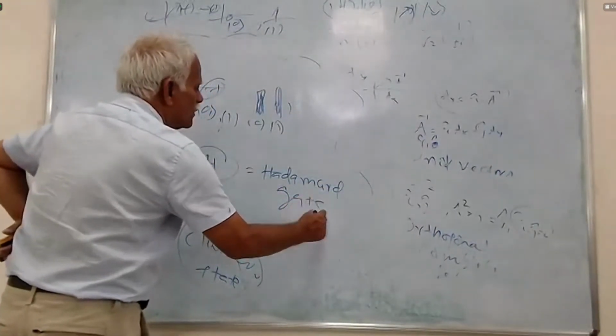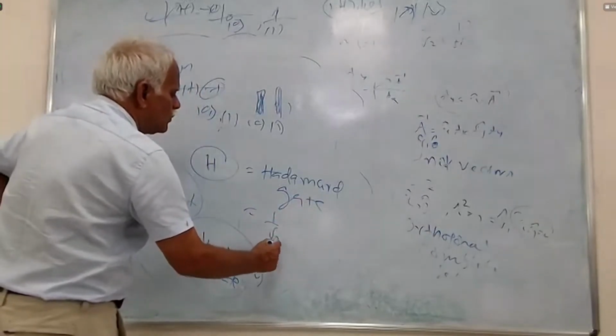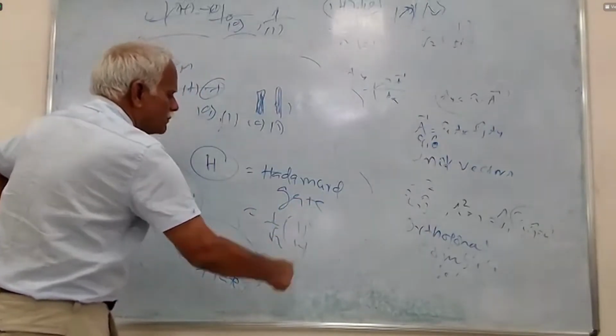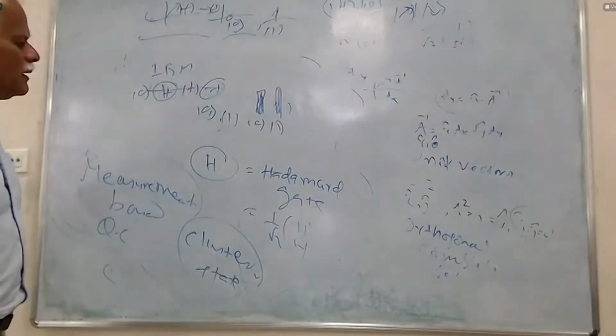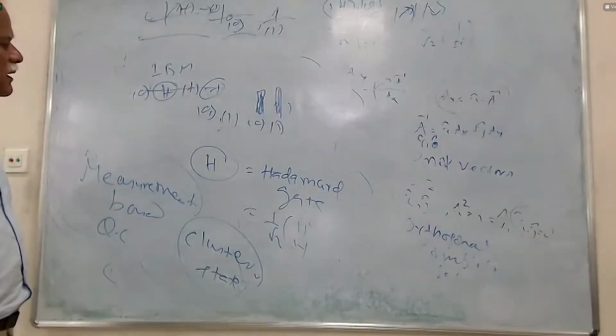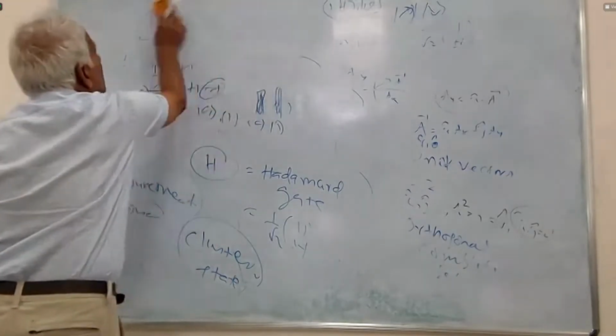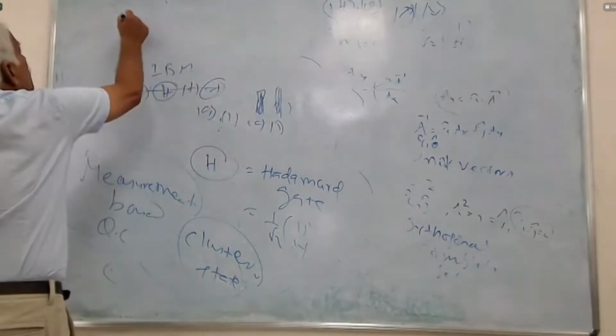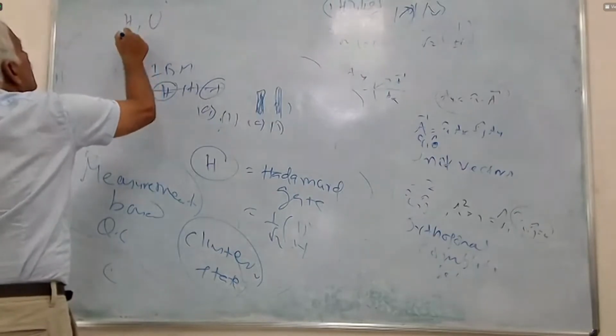You have to do some work, something one by one. And it's Hermitian matrix, unitary. So these two properties, please remember: Hermitian and unitary. Hermitian matrix and unitary.